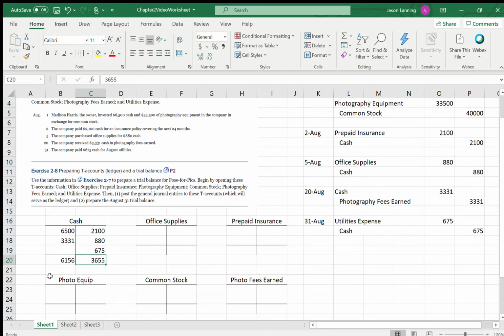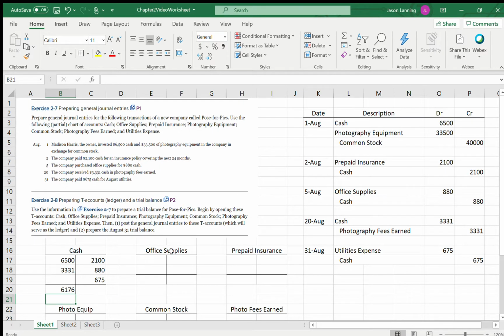I think. Let me pull a calculator up here and check real quick. 6,500 plus 33.31 minus 2,100 minus 880 minus 675. 6,176, okay. All right, so that's how we use our T accounts here.